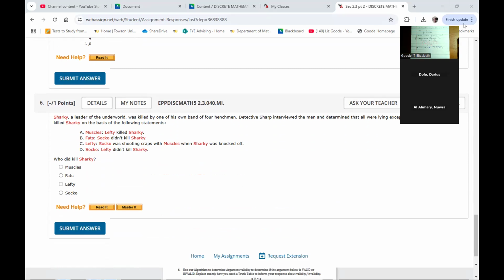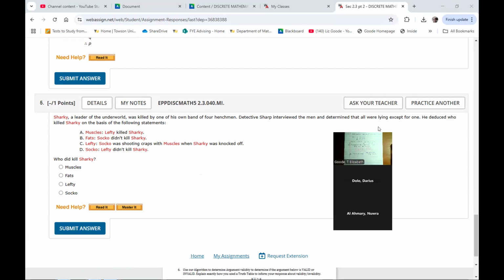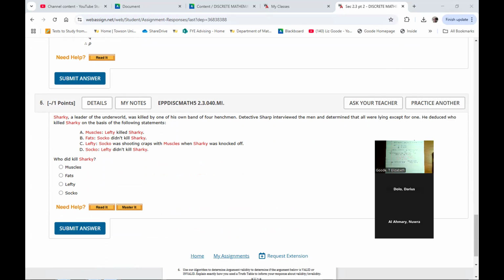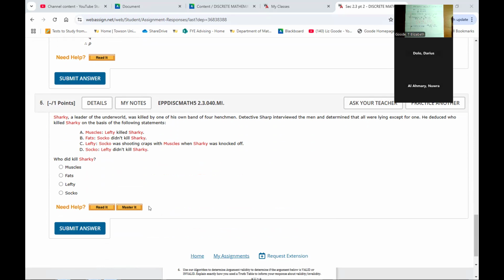Okay, so the key thing is all of them are lying except for one. And he deduced who killed Sharky on the basis of these statements. So all of these four statements, three of them are lies and one of them is true.